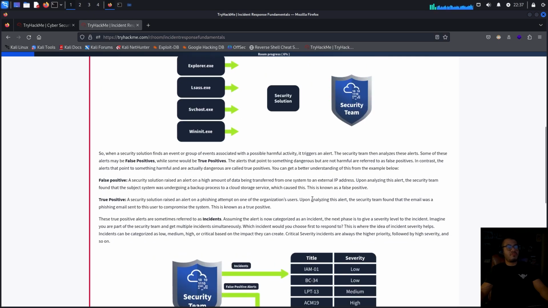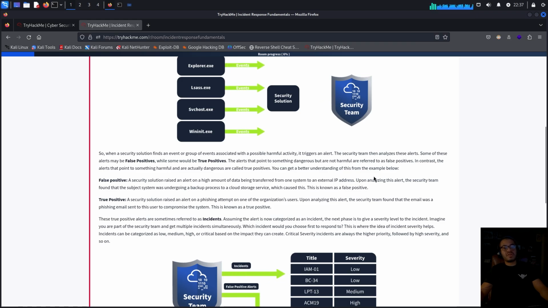So when a security solution finds an event or group of events associated with a possible harmful activity, it triggers an alert. The security team then analyzes these alerts. Some of these alerts may be false positives, while some would be true positives. The alerts that point to something dangerous but are not harmful are referred to as false positives. In contrast, the alerts that point to something harmful and are actually dangerous are called true positives.